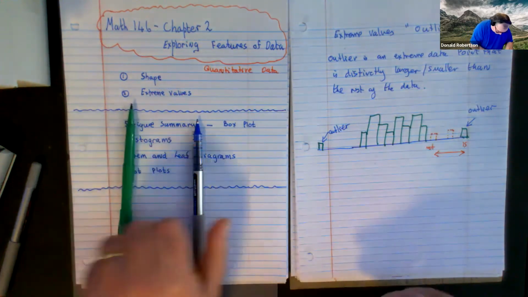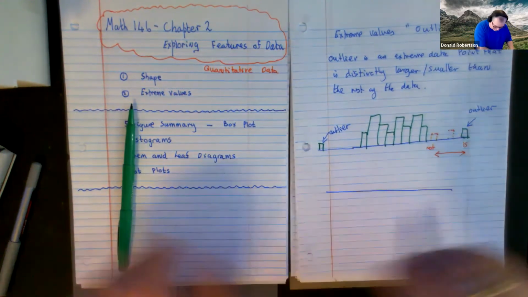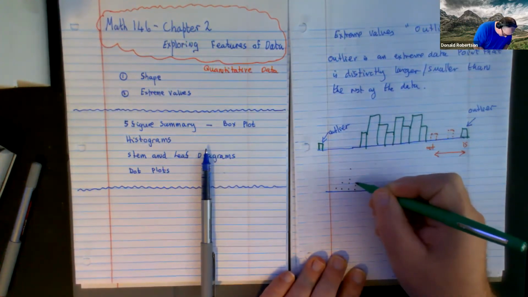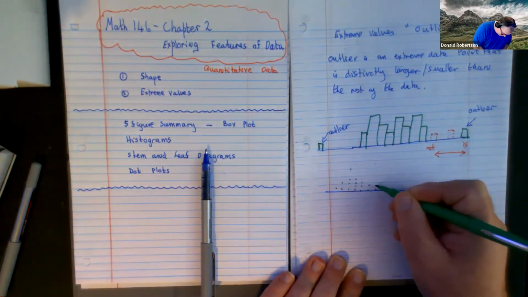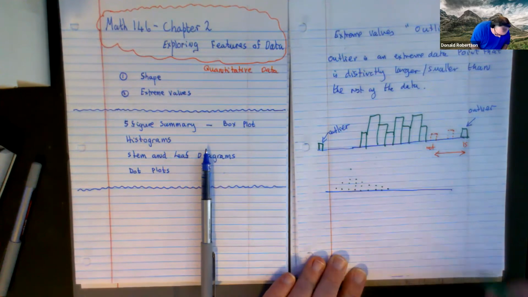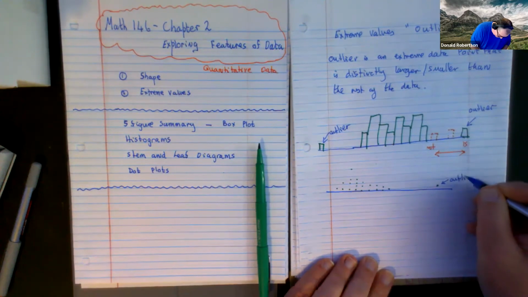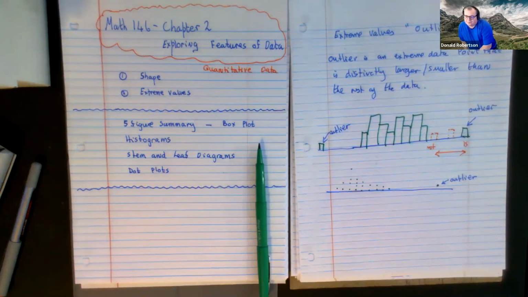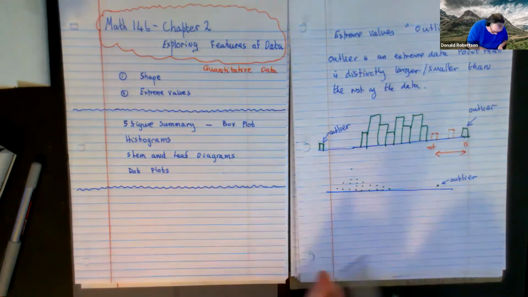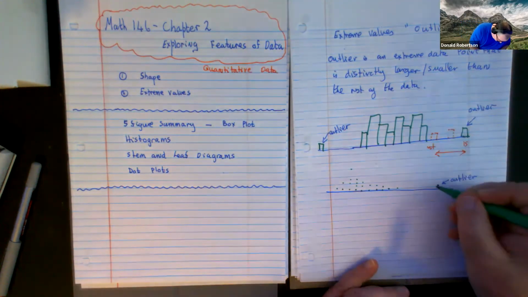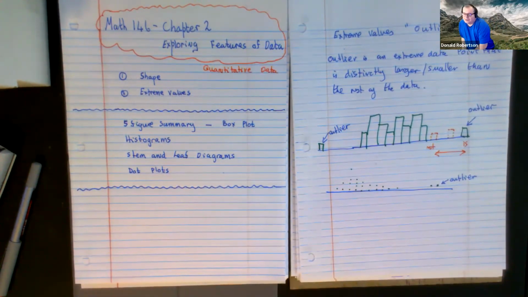Now, if I was doing that same question using a dot plot, now that I figured out a quicker way of doing it, can you see our outlier? You agree? Let me put another dot here. Still an outlier, right? Now, can you have two outliers? Are both of those outliers? Yeah.